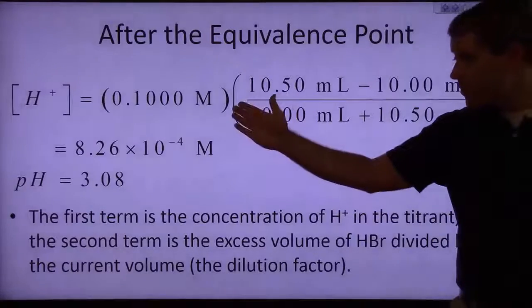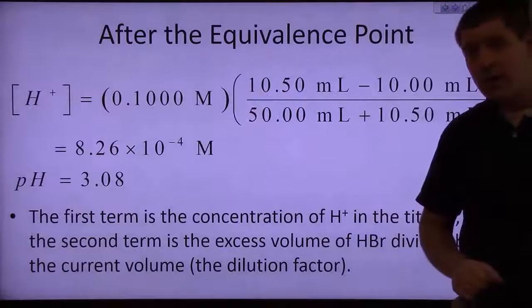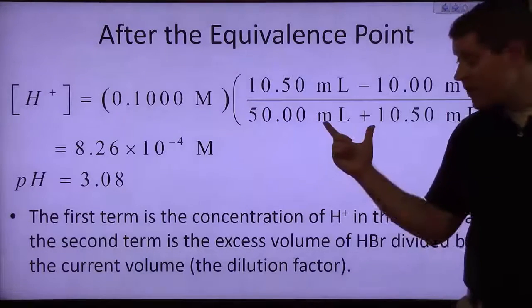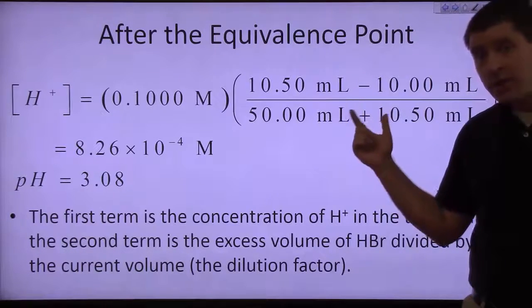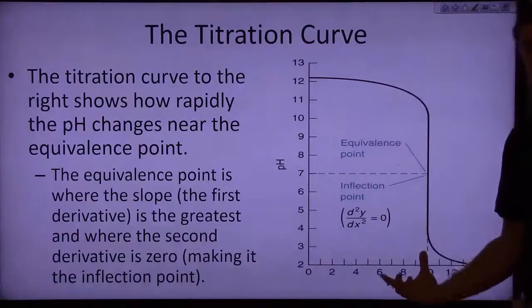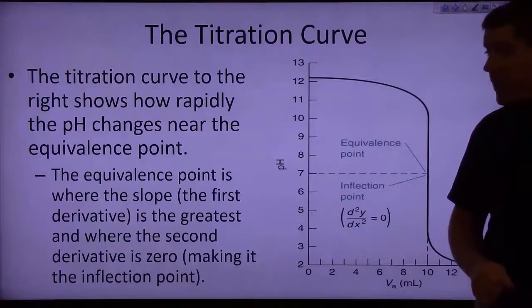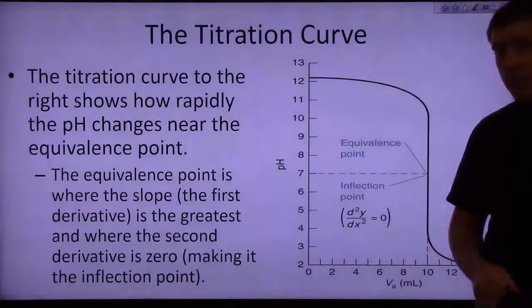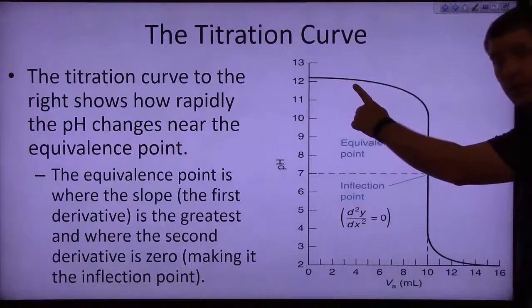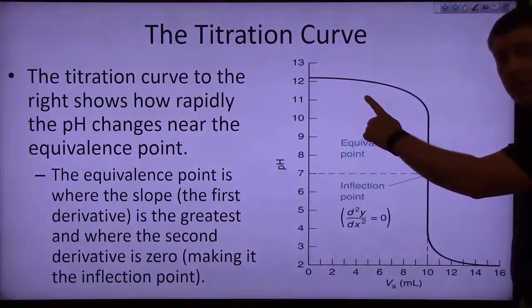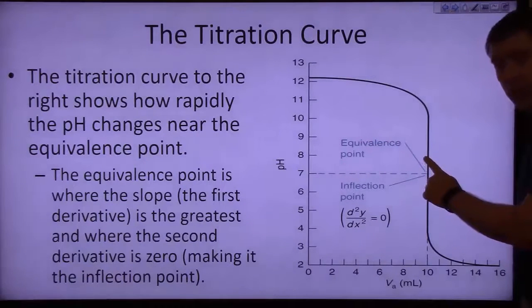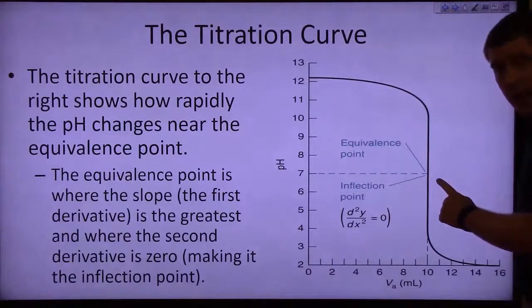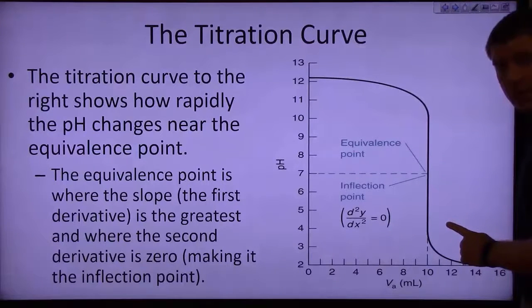So the first term here is the concentration of our hydrobromic acid. The second term is then the excess volume of our titrant divided by the current volume, that is the dilution factor. So the titration curve that's shown here shows how rapidly the pH changes near the equivalence point. That is, initially the pH doesn't change much because we haven't reacted away very much of our potassium hydroxide yet, and then when we get close to the equivalence point, the pH changes much more rapidly, and just after the equivalence point, the pH changes very rapidly.